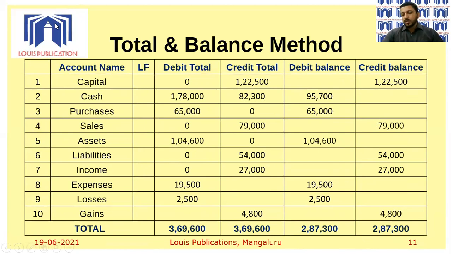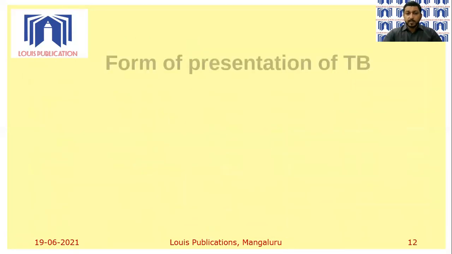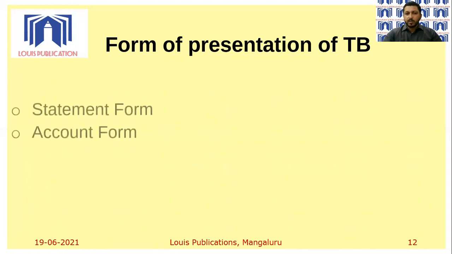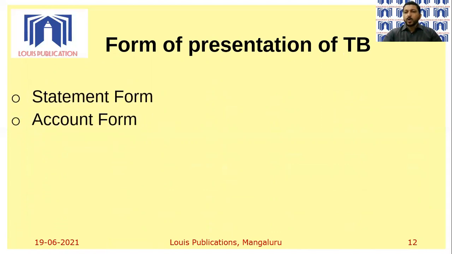So these are the methods of preparing trial balance. We have the total method, we have the balance method, and then we have the total and balance method. I hope this methods of preparing trial balance is clear. The last part is forms of presentation of trial balance. Basically, there are 2 forms of presentation of trial balance. One is called the statement form, and the second one is called the account form.